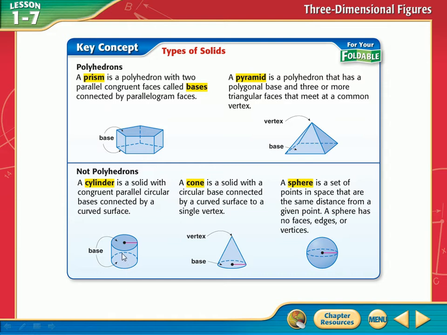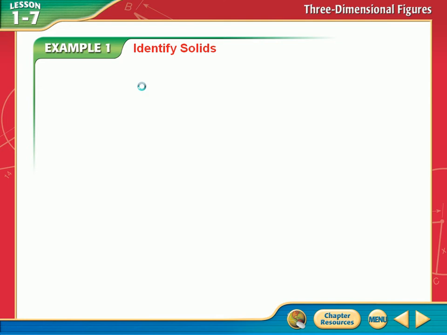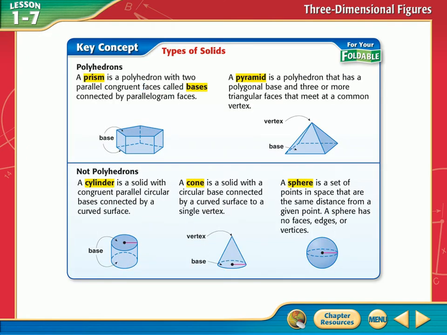What about these things? Would these be considered polyhedrons? No, because they're curved. They're circles, okay? If there's any kind of a curve to it at all, it's not a polyhedron, okay? Polyhedrons are just, uh-oh, I went too far. Let's go back. There we go. A polyhedron is just all flat surfaces.